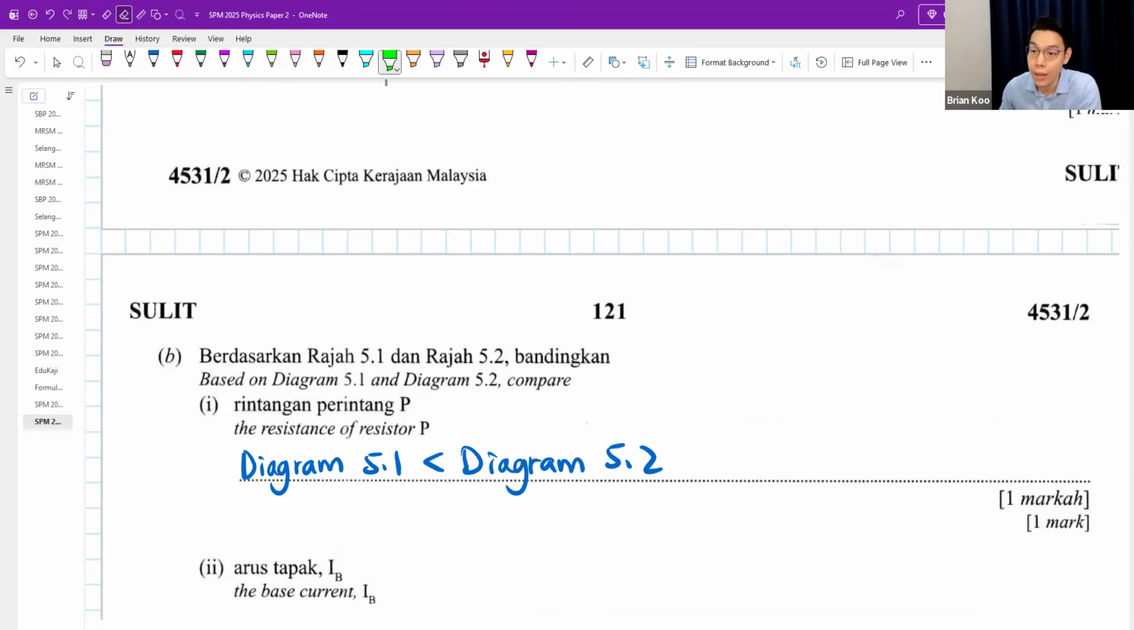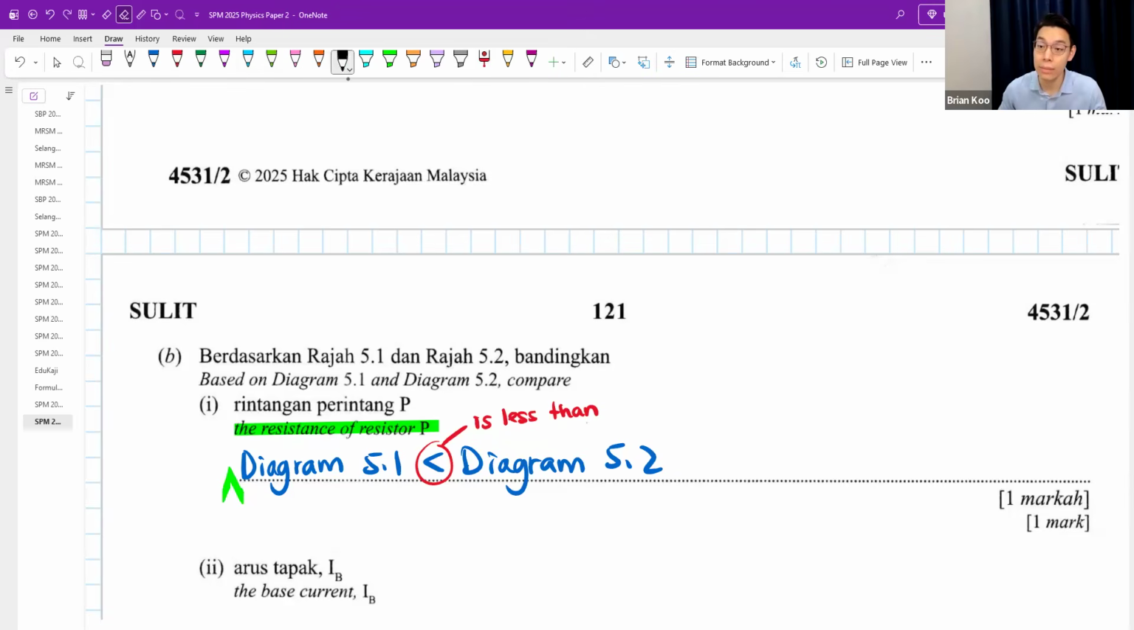Teacher, must we copy the resistor P and put here? You can, also fine. You don't want to, also fine. Teacher, I don't want to use the less than symbol. Can I write "is less than"? Can, up to you. You can write exactly like how I did in blue pen, no problem. In SPM, no problem. You want to copy this in front here, also can. You don't want to write the symbol, you want to write words, also can. In SPM, all accepted.